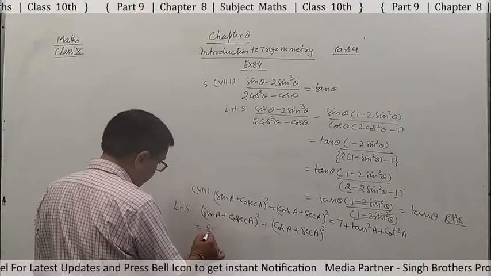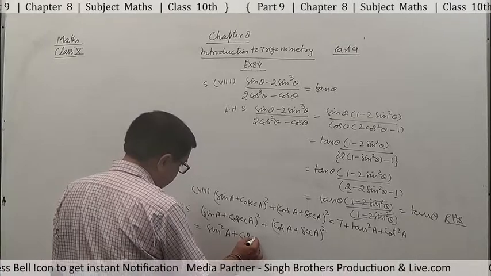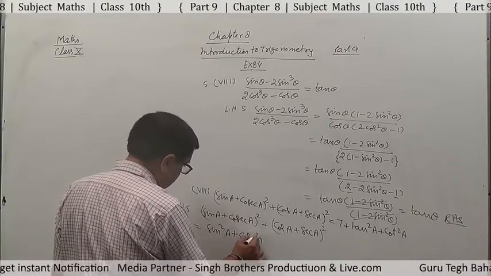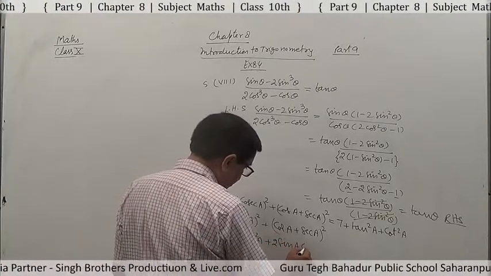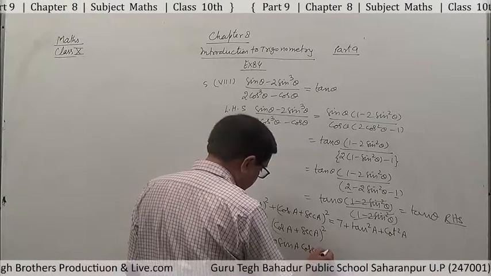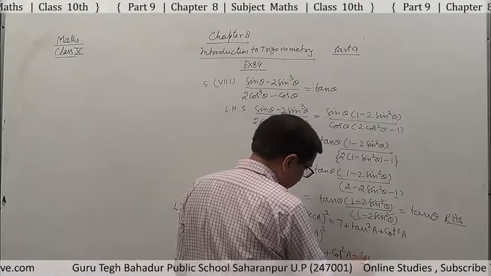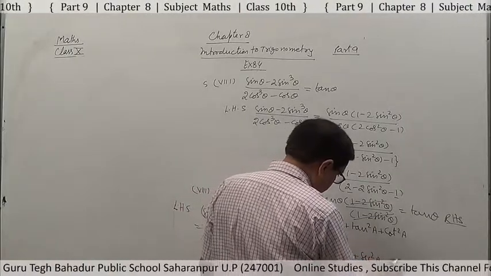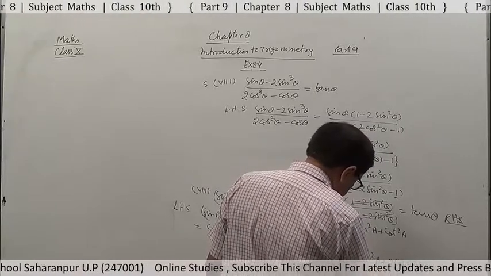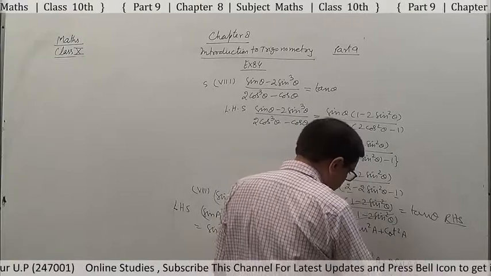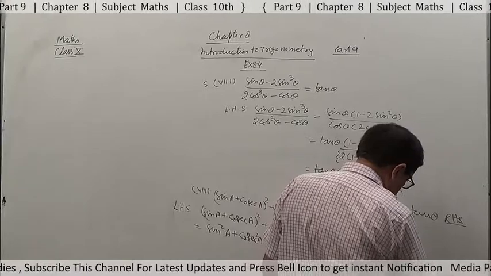A plus B whole square: sin square A plus cosec square A plus 2 sin A cosec A, also cos square A plus sec square A plus 2 cos A sec A. We use A plus B whole square is equal to A square plus B square plus 2AB.